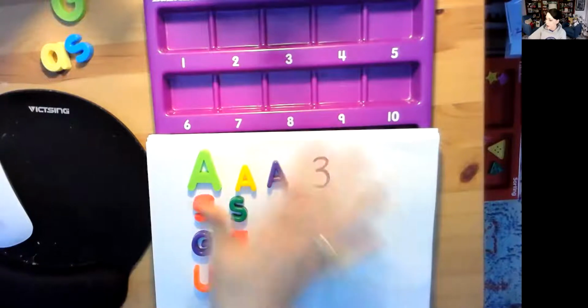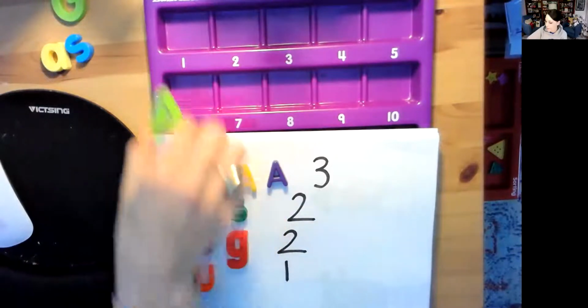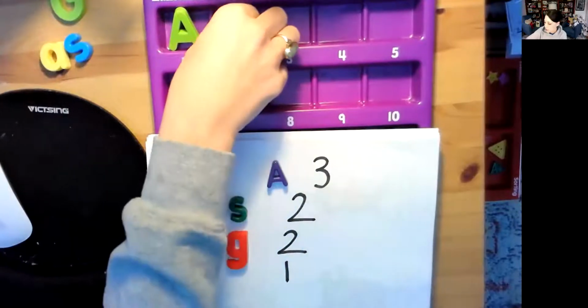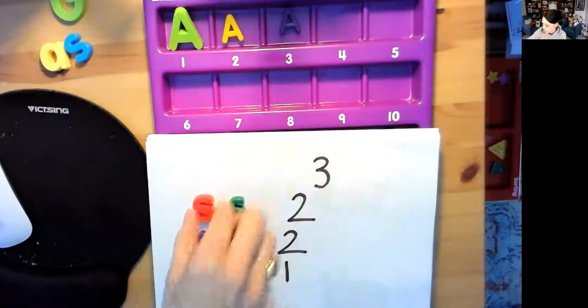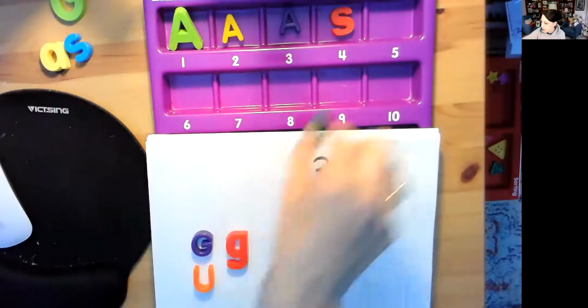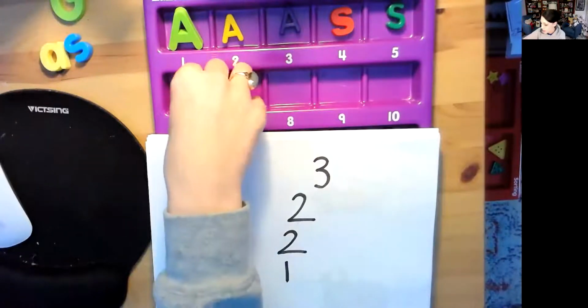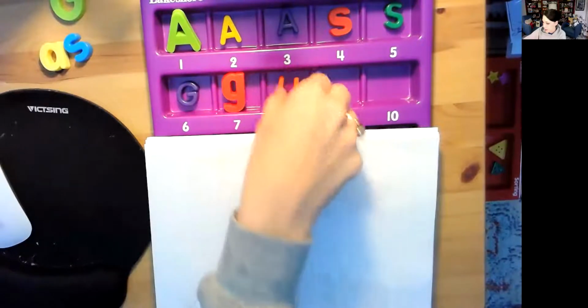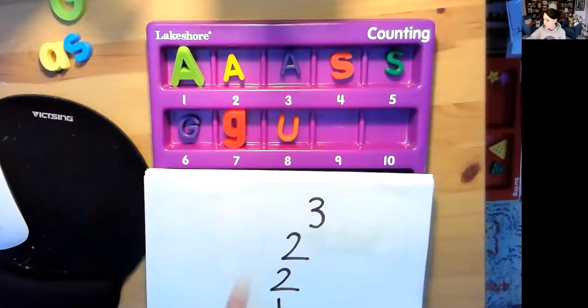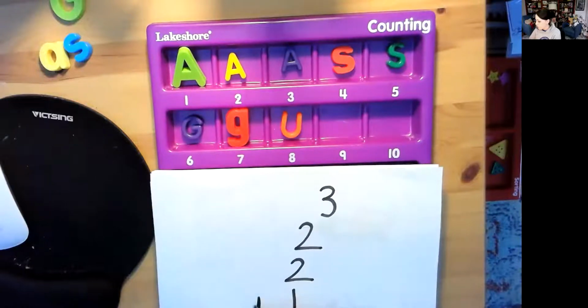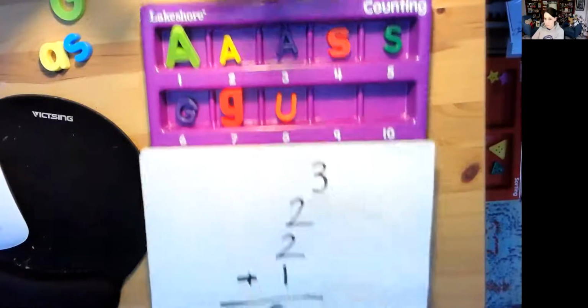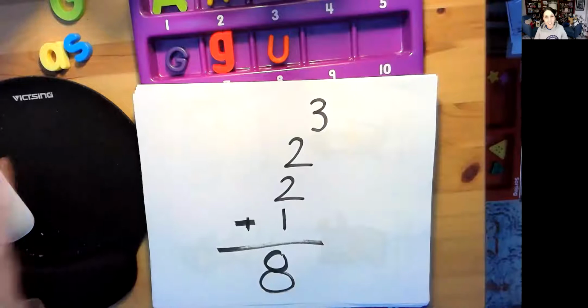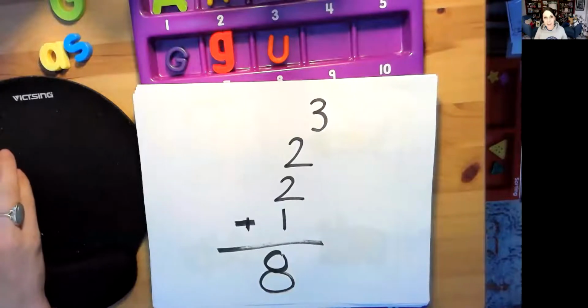Let's see how many all together we have though. Ready? 1, 2, 3, 4, 5, 6, 7, 8. How many letters all together? 8. So 3 plus 2 plus 2 plus 1 gives us a total of 8 letters. Kiss your brains. Thanks for helping me with that.